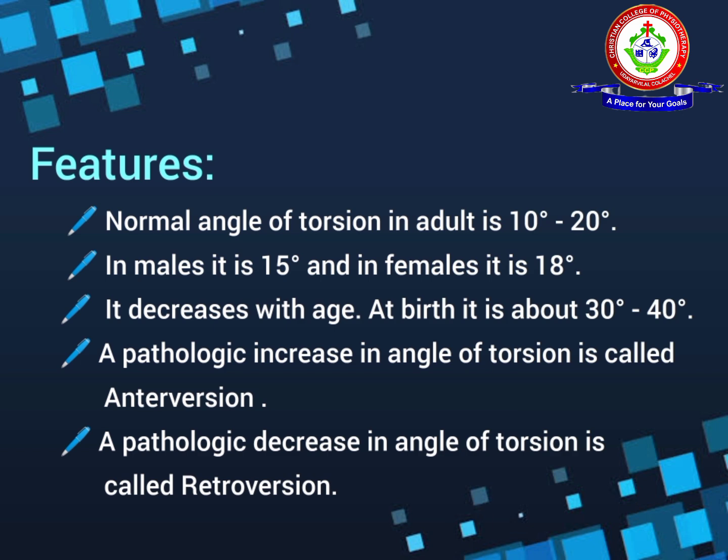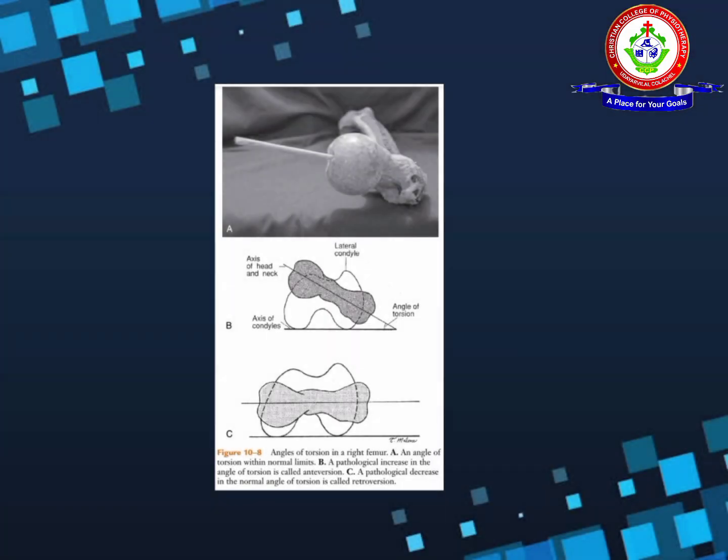It decreases with age. At birth it is about 30 to 40 degrees and it gradually comes to normal. Here also two pathological conditions happen due to changes in the angle. A pathological increase in angle of torsion is called anteversion and a pathological decrease in angle of torsion is called retroversion. In this picture, you can compare the pathological increase and decrease in angle of torsion.